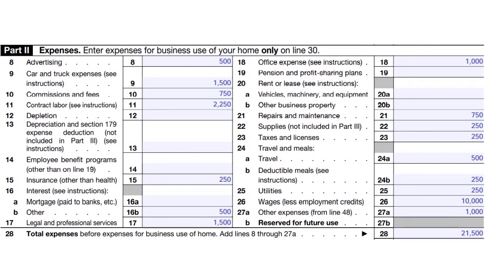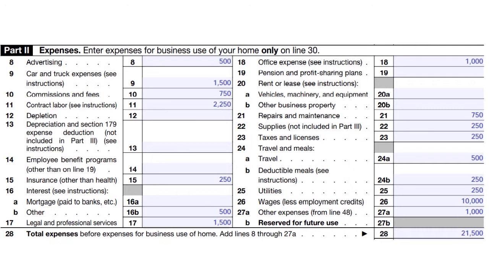Line 22, we have supplies. Anything about toner cartridges, pens, paper, notebooks, file folders, paper clips, you name it. Line 23, we have taxes and licenses, folks. So we have employment taxes, business licenses and permits, personal property tax, state and local sales tax, real estate taxes, other expenses that are not deductible.